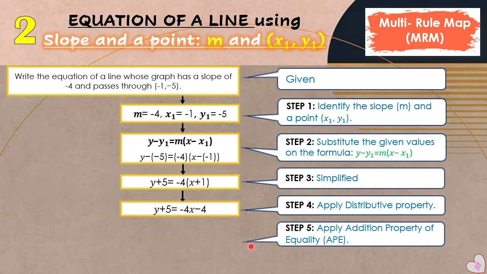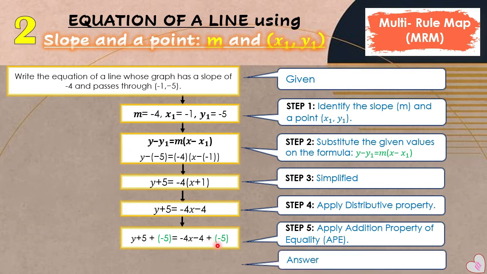For the step 5, apply addition property of equality or APE. We have to eliminate 5 on the left side beside y. That's why we have to add additive inverse or opposite number of that one, which is negative 5. So y plus 5 plus negative 5 equals negative 4x minus 4 plus again negative 5.